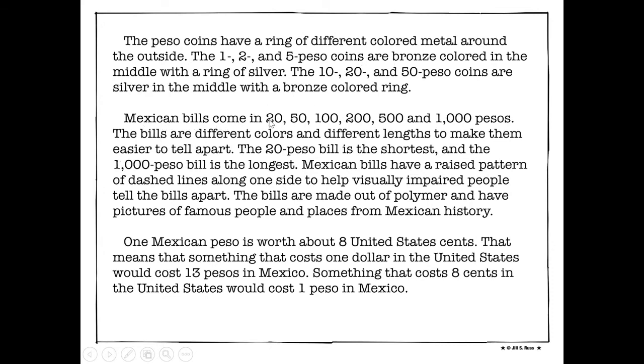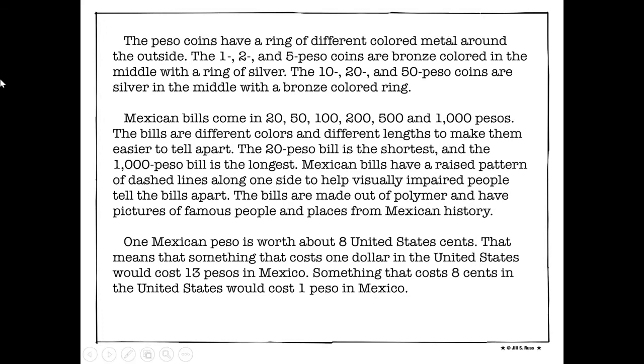Mexican bills come in 20, 50, 100, 200, 500, and 1,000 pesos. The bills are different colors and different lengths to make them easier to tell apart. The 20 peso bill is the shortest, and the 1,000 peso bill is the longest. So the more money you go up, the longer the bill.